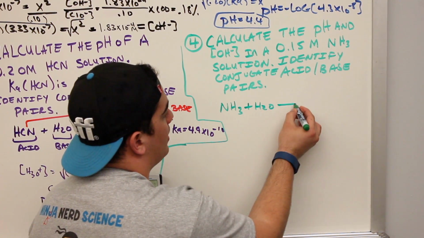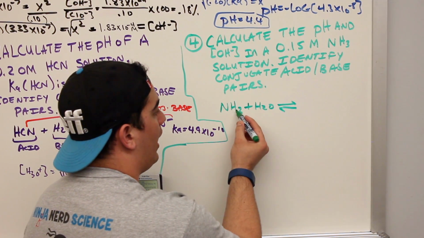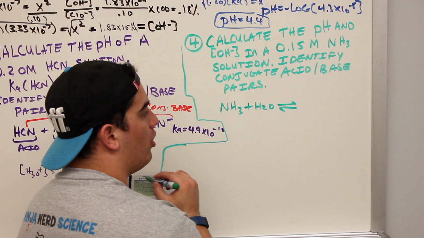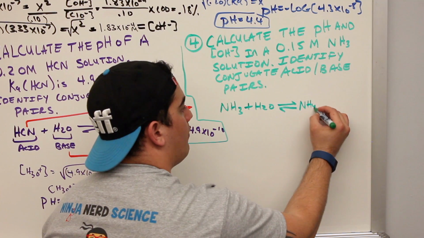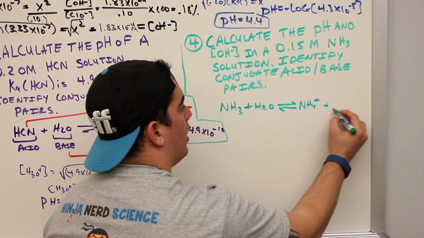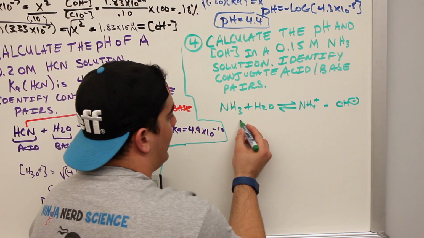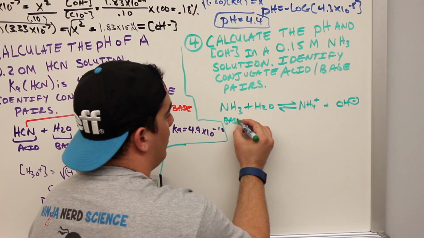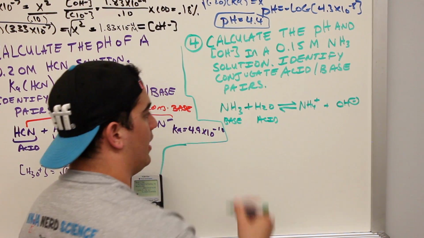Then what's going to happen is this is going to be an equilibrium again because it's a weak base, so it's not strong. NH3 is a base, so it accepts protons. So H2O is going to act as the acid. So we're going to get NH4 plus and hydroxide. Okay? And again, if that's the case, then this is our base, the NH3. The water is acting as the acid.